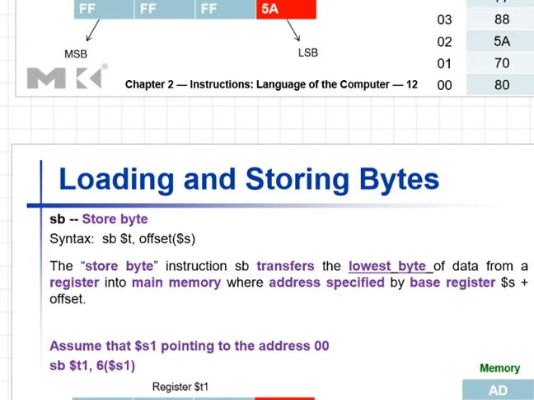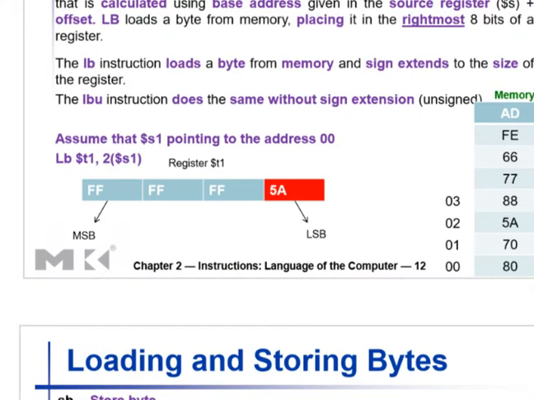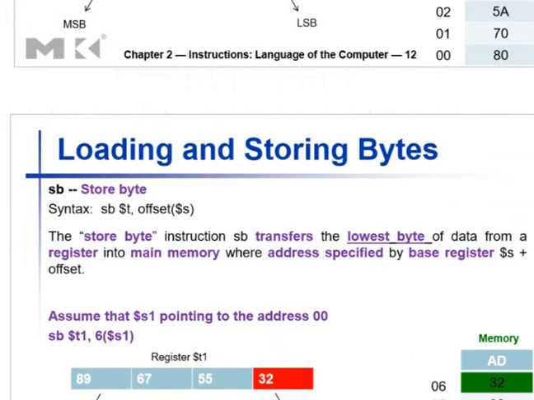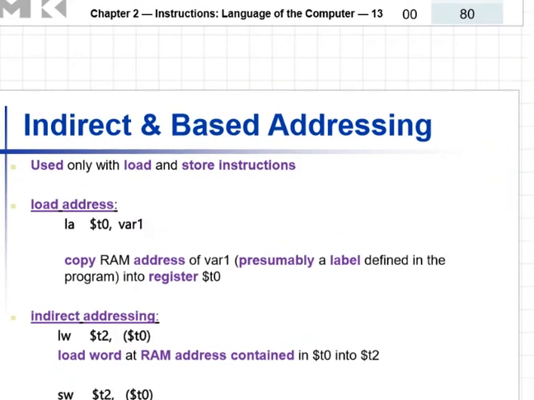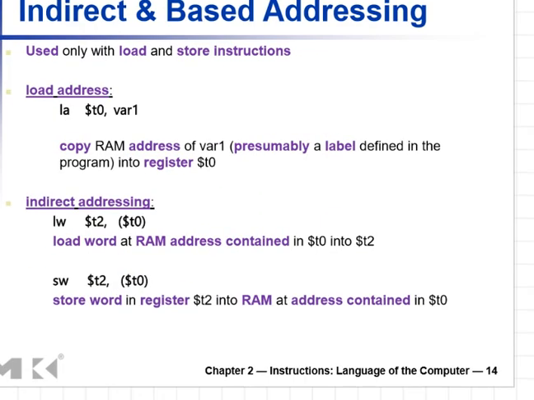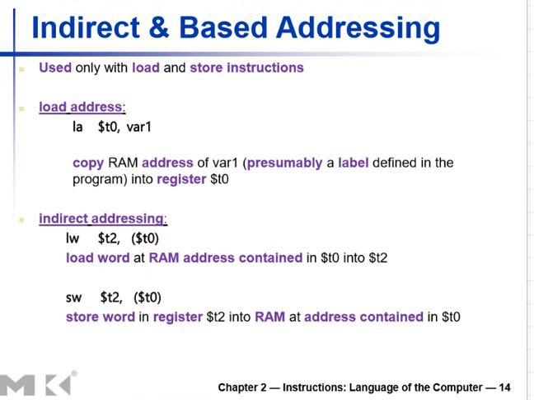Now let's quickly go through the load word and store word. So this is the indirect based addressing. Load address we already discussed, we already used in the practical classes also. It loads the address of a memory location onto the register.